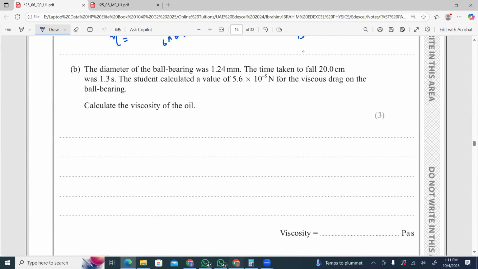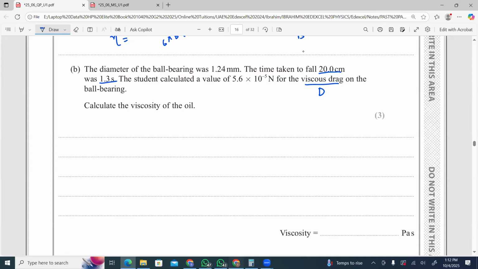The diameter of the ball bearing was 1.24 millimeter. The time taken to fall 20 centimeter was 1.3. So why are they mentioning distance and time? Because they have explained already that the ball is traveling at terminal speed. So you can easily calculate the terminal velocity by using distance and time. The student calculated the value 5.6 times 10 to the power minus 5 newton for the viscous drag. So this is the drag force D on the ball bearing.